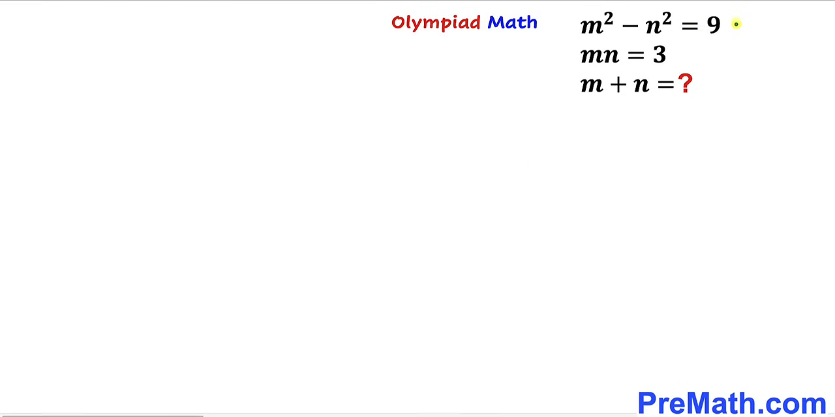We have a system of equations: m square minus n square equals 9, and m times n equals 3. Our task is to find the value of m plus n. This is our Olympiad math problem.